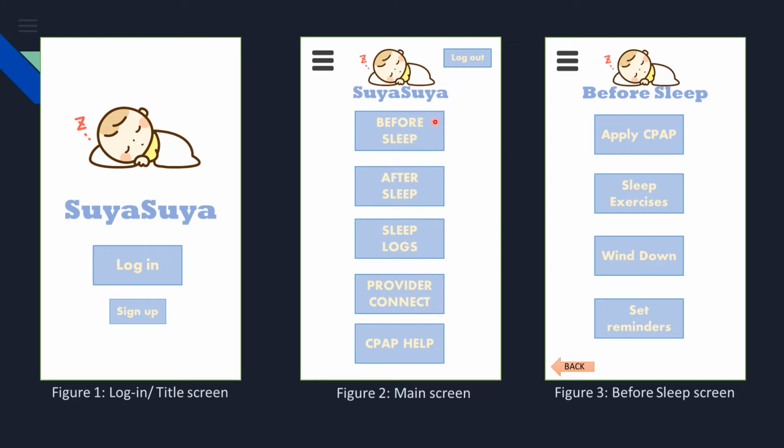Daily before sleep, users can click the button to go into the before sleep screen. The 4 functions of this screen are apply CPAP, sleep exercises, wind down, and set reminders.